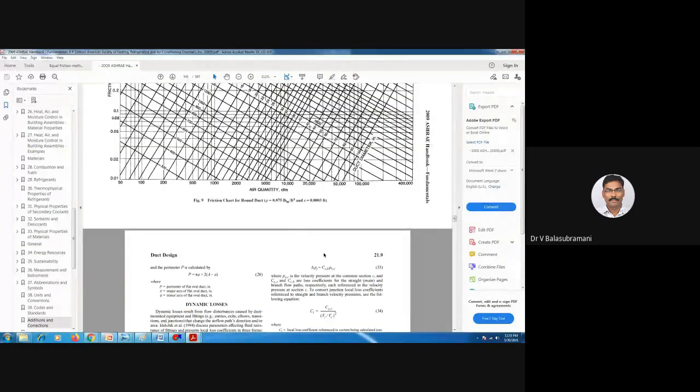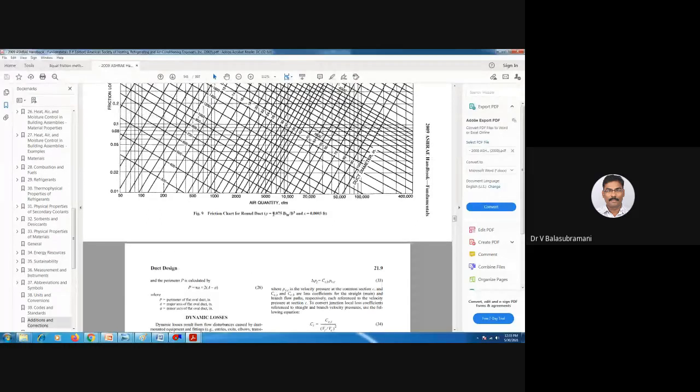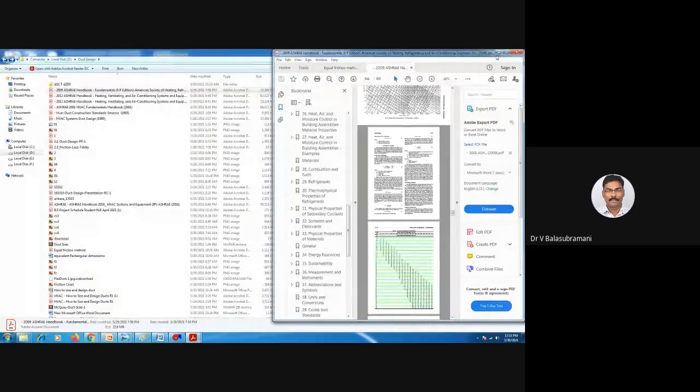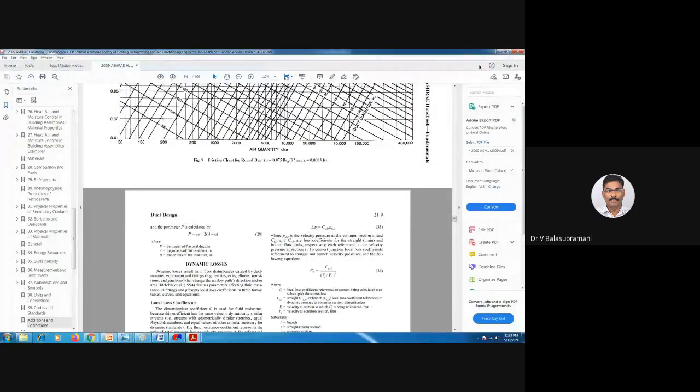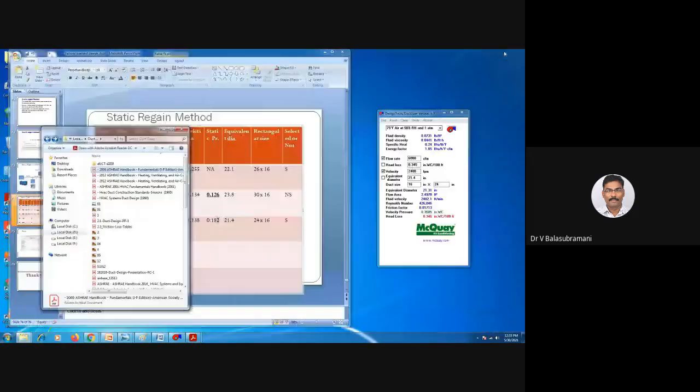Here you can see the friction chart, at 0.075 pounds per cubic foot. This chart is used for friction, and in our duct design software the same value applies. Once again, 0.075. Now we go to the software, 0.0731. It's very close to the table value.